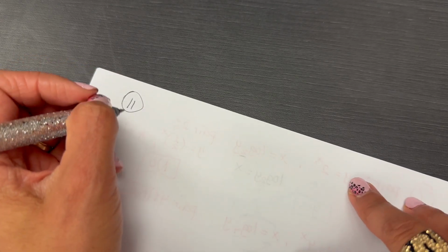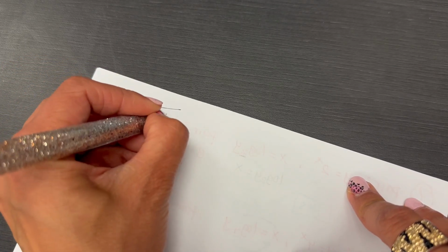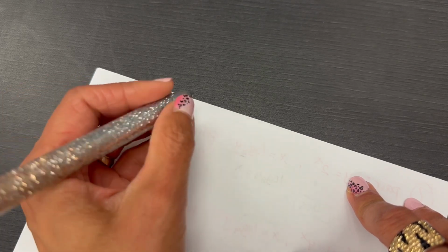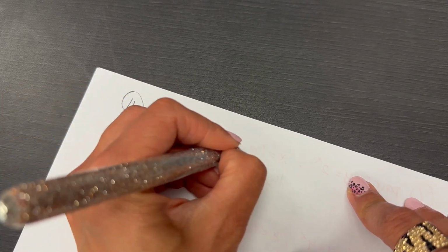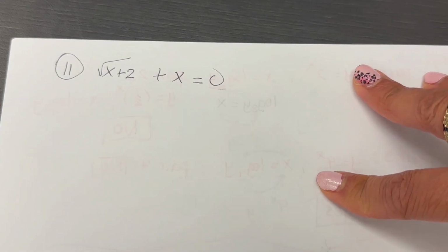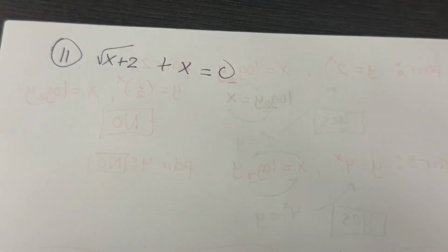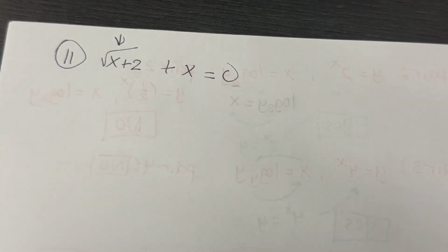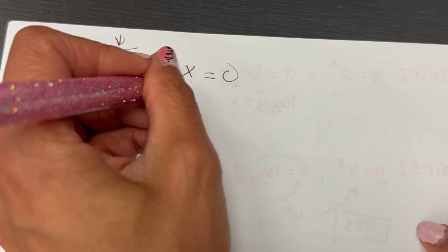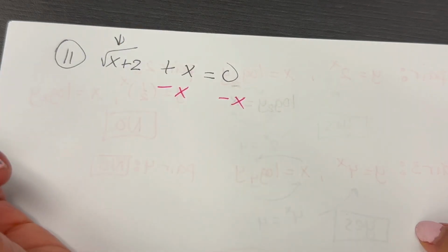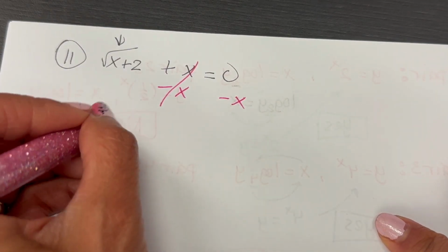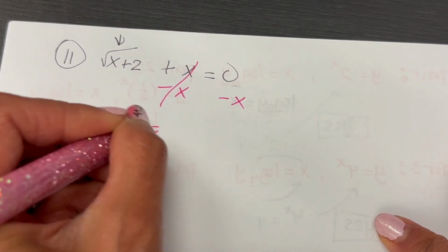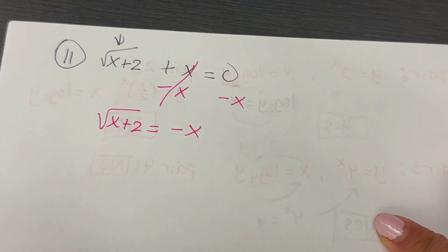Solve algebraically for all values of x. So we've got the square root of x plus 2 plus x equals 0. Okay. So what I gotta do is I need to isolate that radical first. I need to get this by itself. So I gotta move that x. It's being added. The opposite of addition is subtraction. So I need to subtract x. So I'm gonna get the square root of x plus 2 equals negative x.